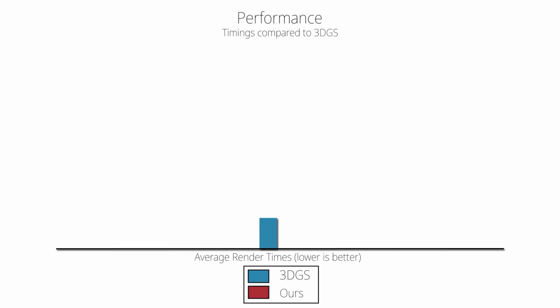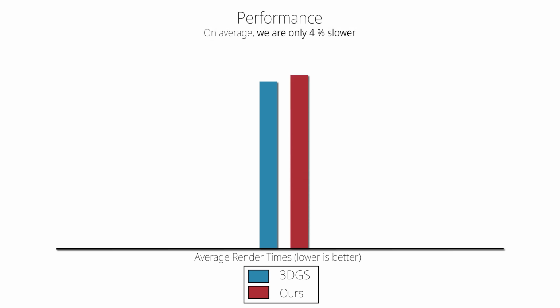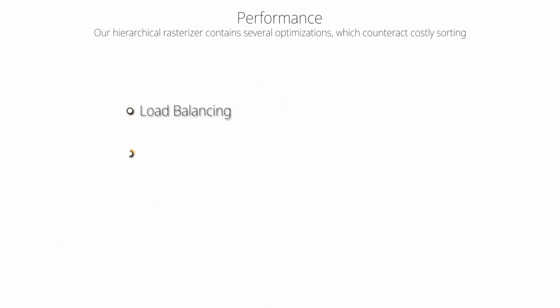We ran an extensive quantitative performance evaluation. On average, our approach is only 4% slower than 3DGS, with our method outperforming 3DGS for several scenes. This is enabled by several optimizations. Here we will briefly visualize tile-based culling. Please find more information in the full paper.